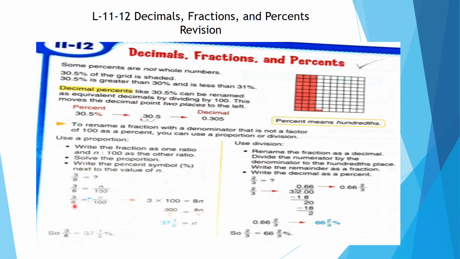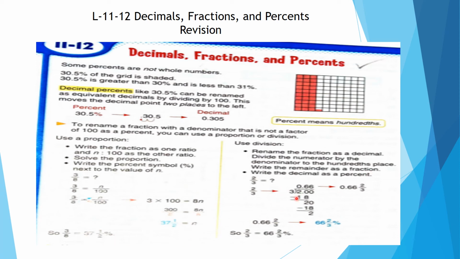The same way here you can see a cross product. 3 is multiplied by 100 and 8 is multiplied by n. To get n alone, divide both sides by 8. Then you know how to divide. 300 divided by 8, the answer by the long division method is 37 1 by 2, and it is called the percent. 3 by 8 is equal to 37 1 by 2%.